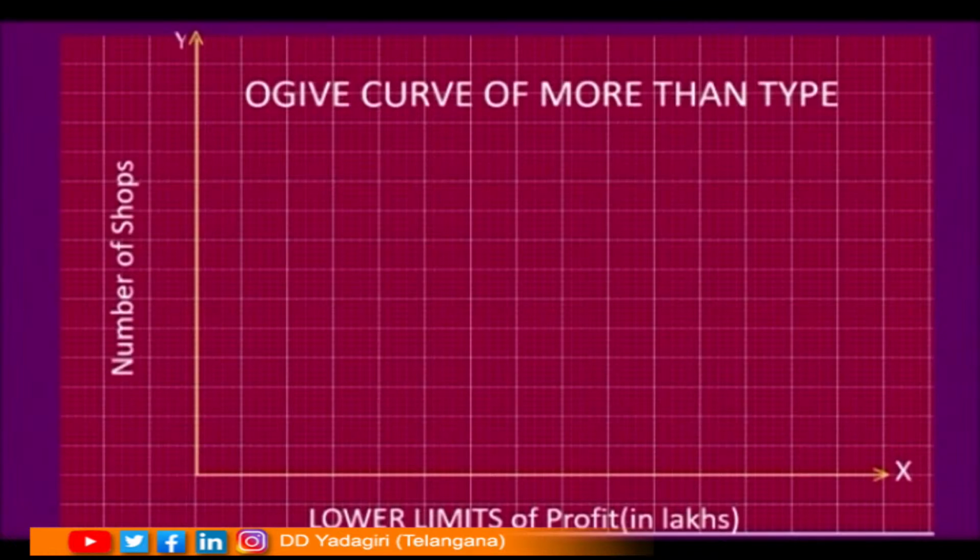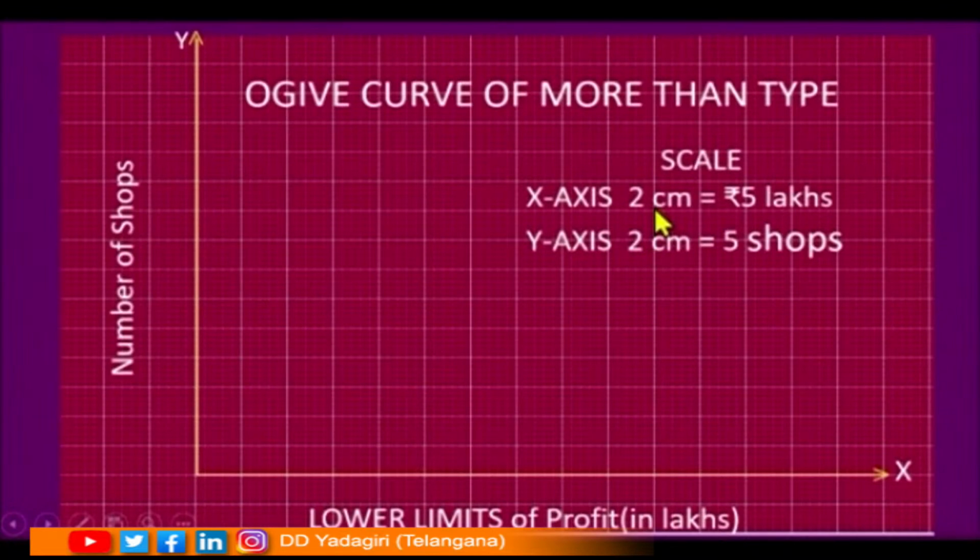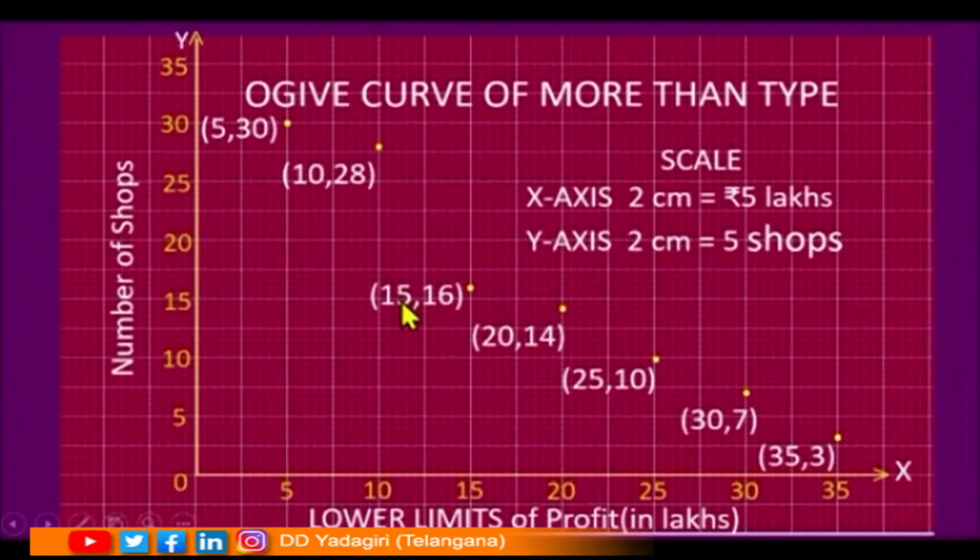So let us see how it is being done. On the graph sheet, on the x-axis you take lower boundaries, on the y-axis the number of shops, or you can say the more than cumulative frequency. We take the scale as x-axis 2 centimeters equal to 5 lakh rupees and y-axis 2 centimeters equal to 5 shops. Now you represent the points: 5, 30; 10, 28; 15, 16; 20, 14; 25, 10; 30, 7; 35, 3. All these points have to be joined freehand. So you get a curve like this. This is the more than OG curve.